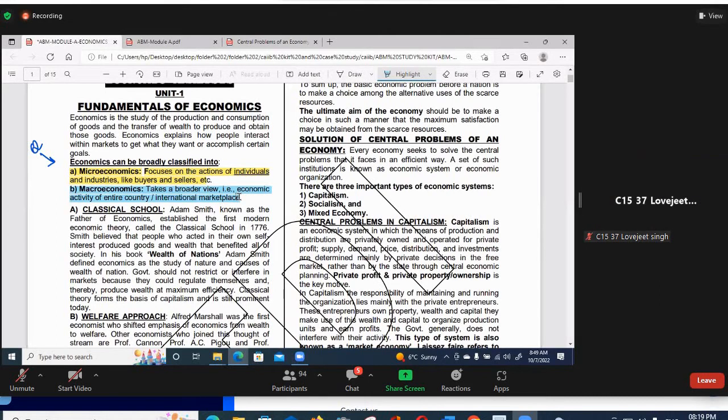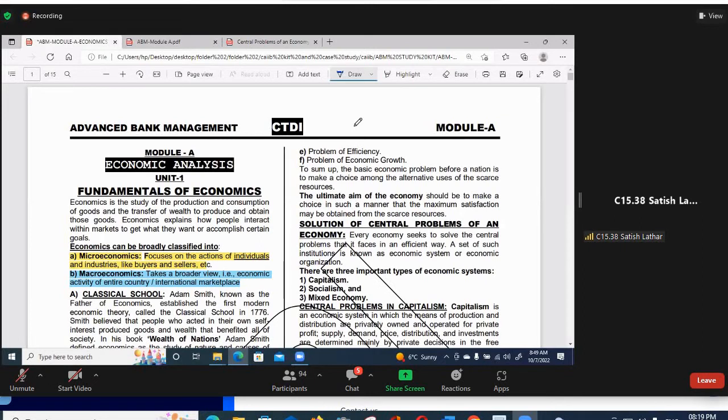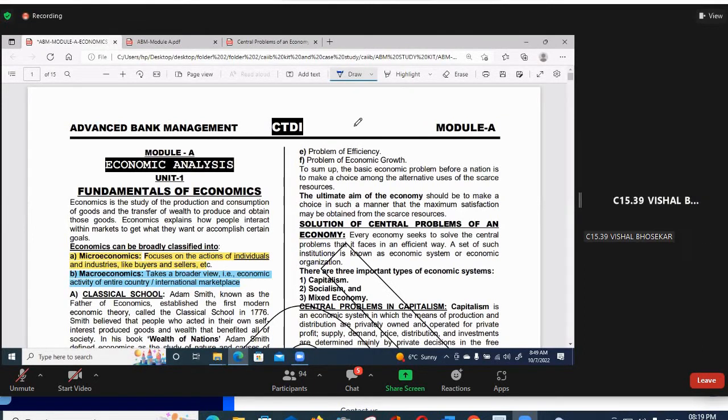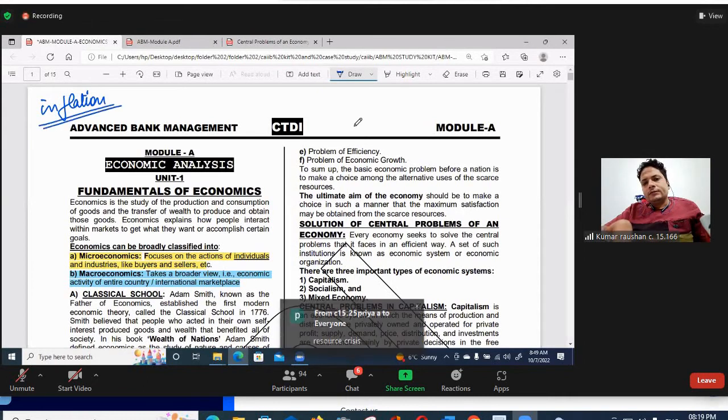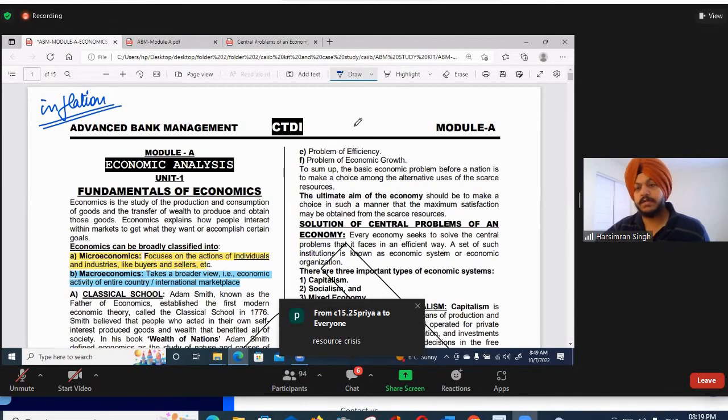Okay. So right now, what is the biggest crisis the world is facing? Anyone? Ukraine, sir. No. Ukraine crisis is a very small crisis. Inflation, sir. COVID. Oil price. Sri Lanka. Inflation is the biggest crisis the world is facing.